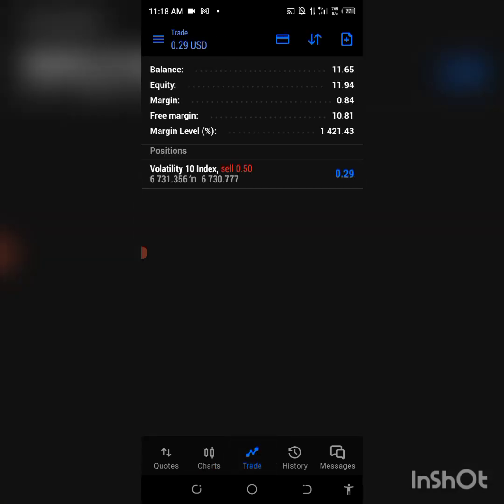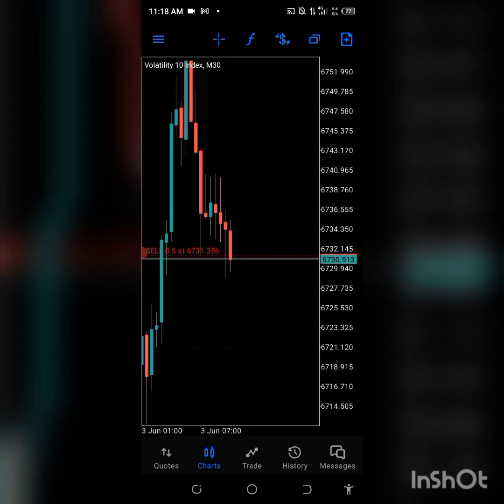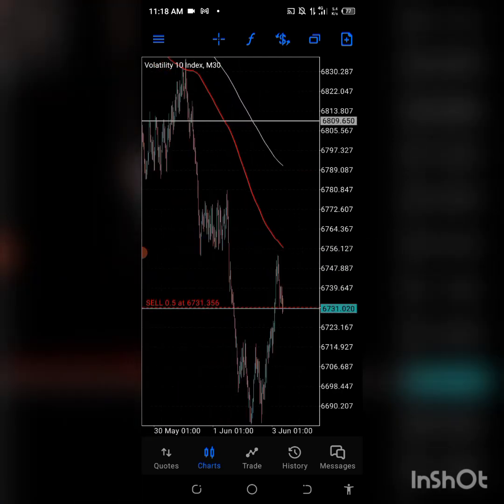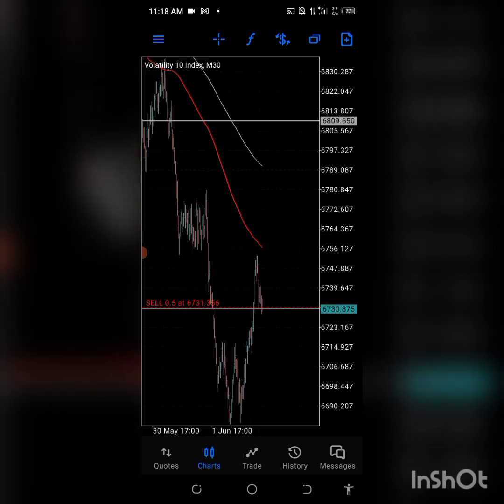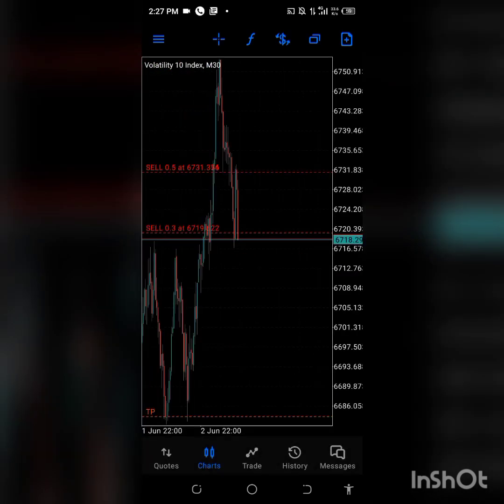Currently, I'm on a trade. This is Volatility 10 Index. Are you seeing this? It's currently Volatility 10. I'm in this trade already. I'm currently on this sell. The trend is a sell trend. So let us see how it goes.